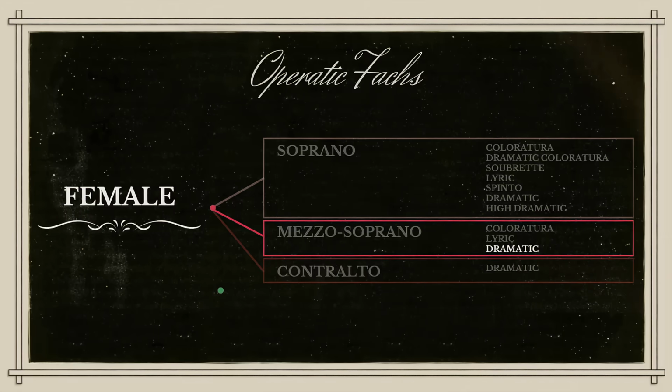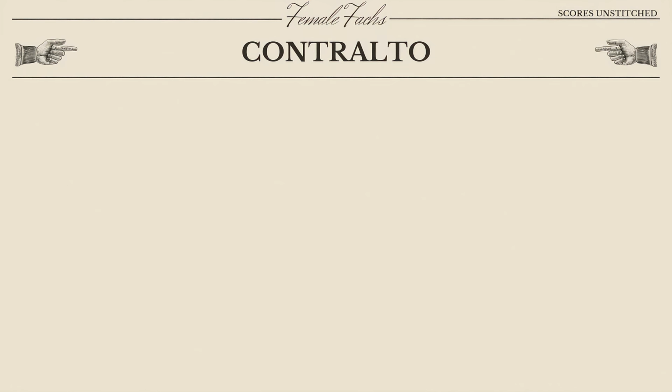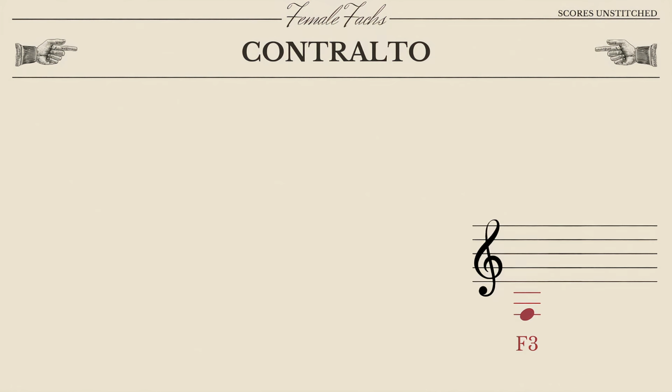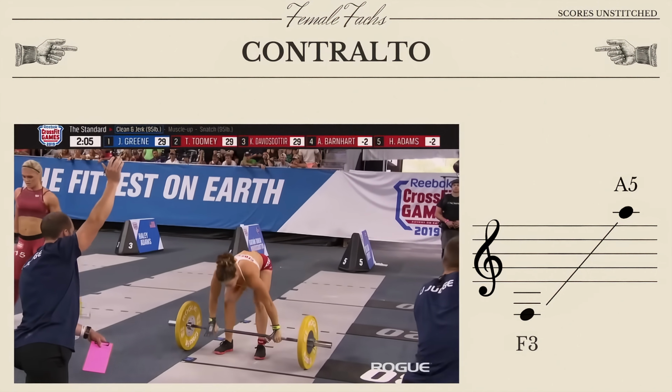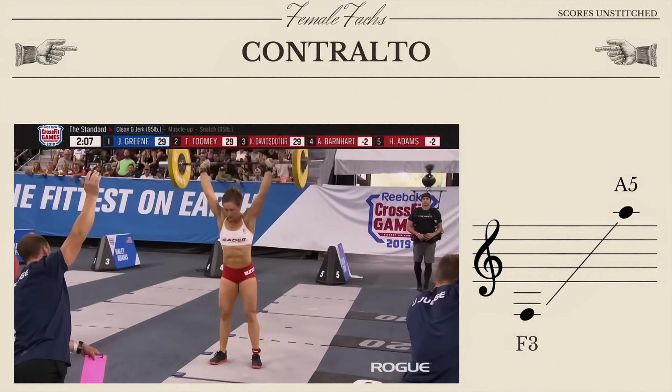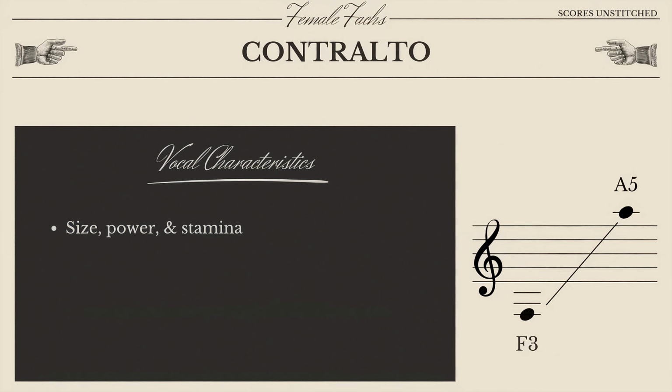And finally, we have our contraltos. This is the basement of the female voices, and their range is from an F3 to an A5. She's like the third member of the CrossFit gym, so lots of size, lots of power, lots of stamina. And I know we've said it a couple of times, but this voice type is actually super, super rare.